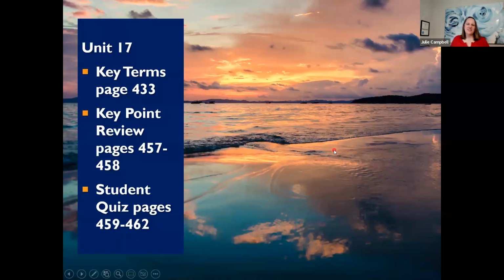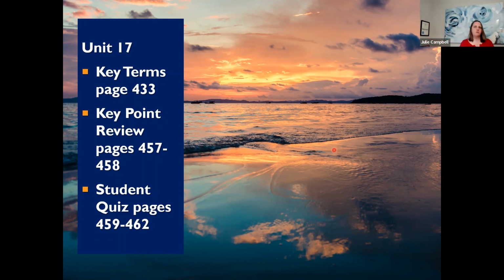All right, that gets us through 17. There's key terms on page 433. There's key point review, your Cliff's notes, if you will, on page 457. Student quiz on 459. There is some practice, sales comparison approach, adjusting comps to match the subject. I believe there's some income capitalization approach as well. Both of these are also in that math workbook.